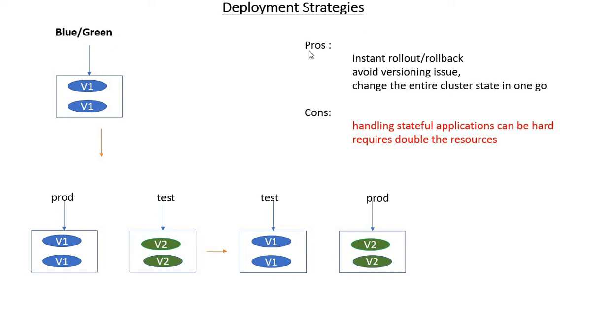So, as I said, we can easily roll out and roll back, and there are no version issues. The biggest drawback is that at any point we have multiple resources. We need resources for production, and we also need resources for testing. So we end up adding more clusters and more pods in parallel with production.